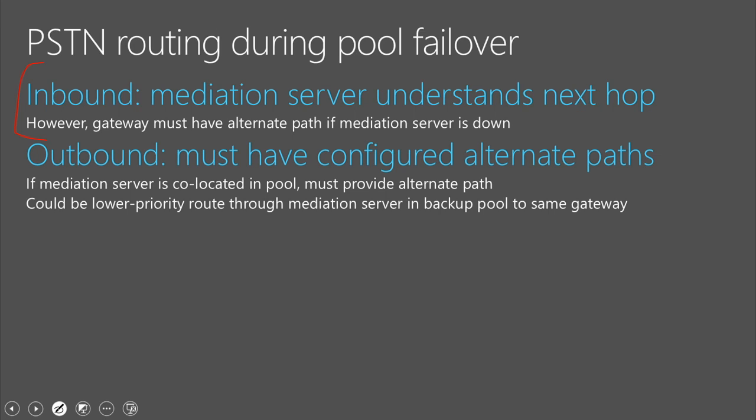Outbound, you have to, as an administrator, previously configure some alternate paths for that. So I mentioned this is something you'd want to do. If your mediation server is co-located in your pool and you take that pool down and fail over, you'll need to already have routes configured that use the mediation server co-located in that other pool.